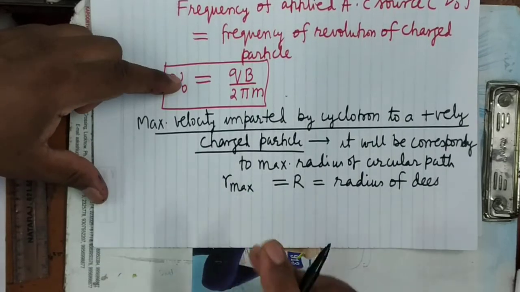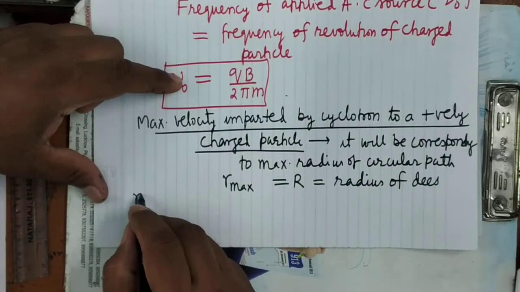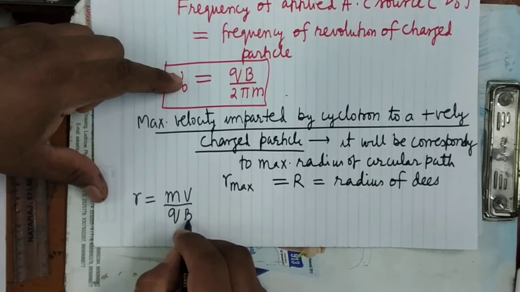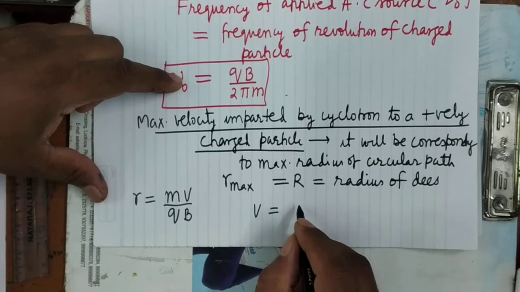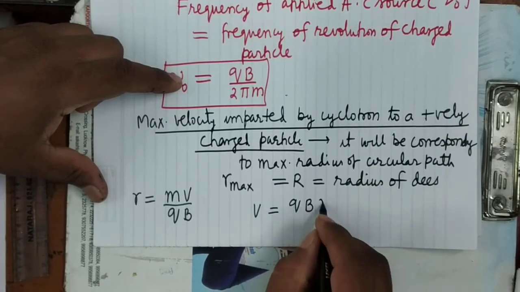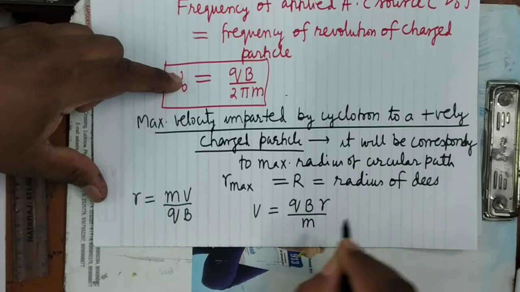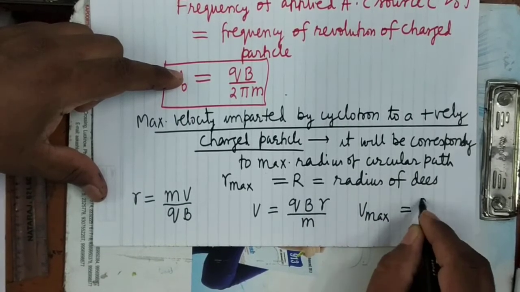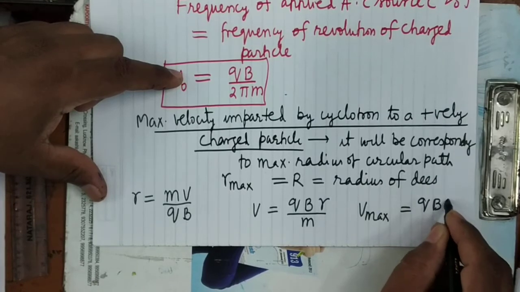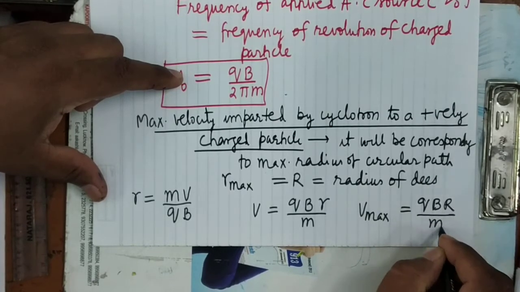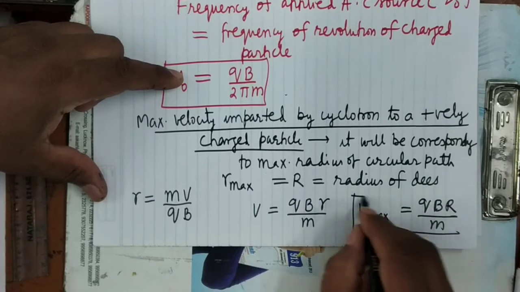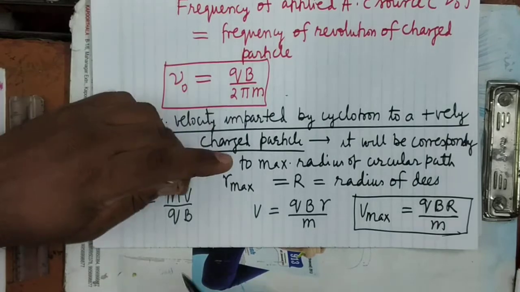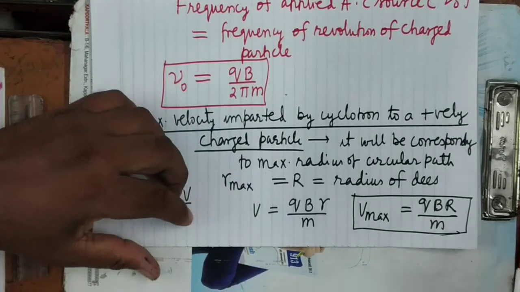So what will be the velocity? As we know, R equals mv upon qB. So what will be v? v equals qBR upon m. So what is v max? What is the maximum velocity? It is equal to qBR upon m. This is the maximum value of velocity.